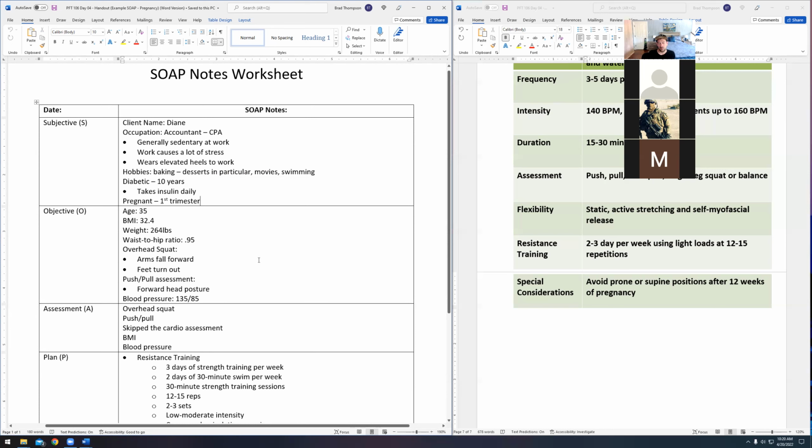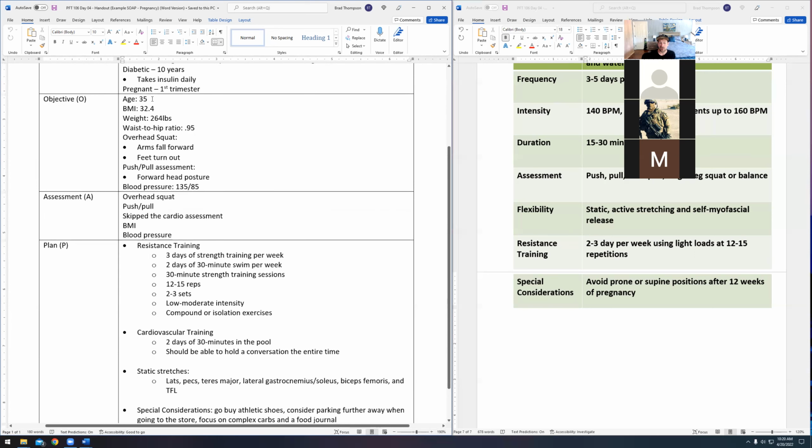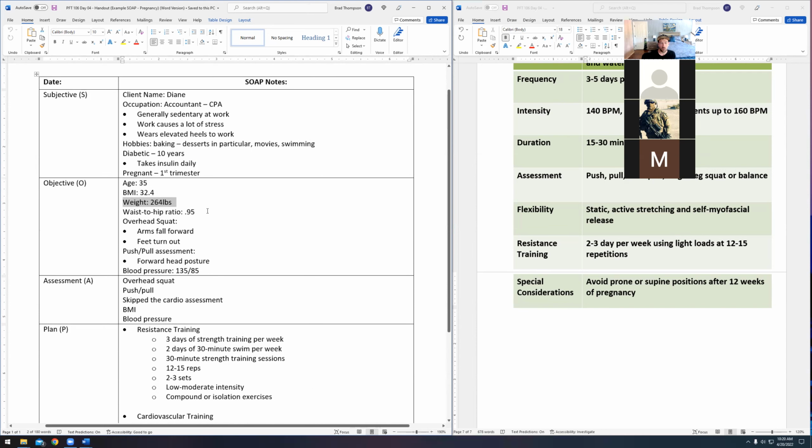So with that, they are taking insulin, metformin, things like that daily. And recently they got pregnant, and so they are in their first trimester. She's 35 years old. Her BMI is 32.4, so that does put her into the obesity category. Weight is currently 264 pounds, and a waist to hip ratio of 0.95.